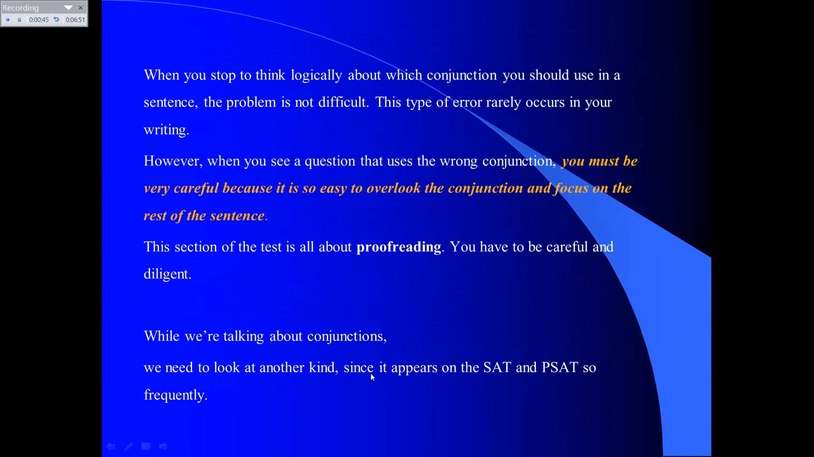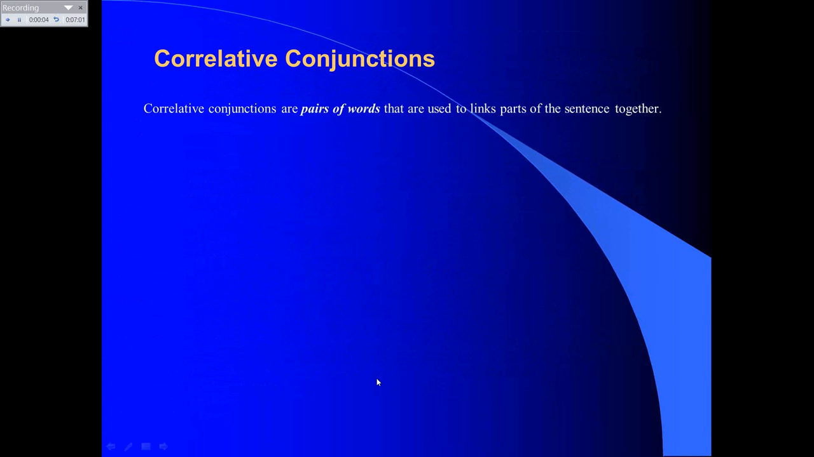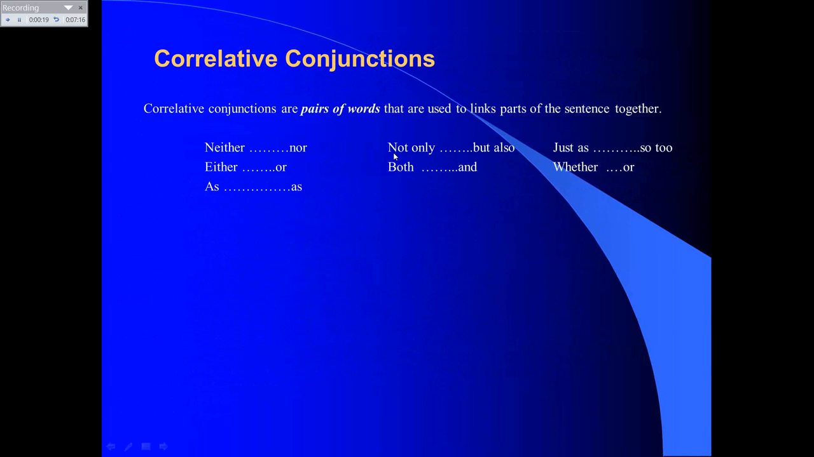And then we have another kind. This one appears often on the SAT and the PSAT. This is going to be a correlative conjunction. Now, correlative conjunctions consist of more than one word. They're pairs of words, and they're used together to link parts of the sentence. Here they are. Neither goes with nor, either goes with or, as goes with as. This is a very critical one. Not only goes with but also.